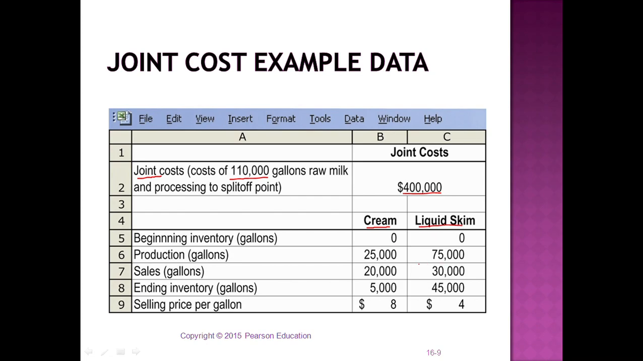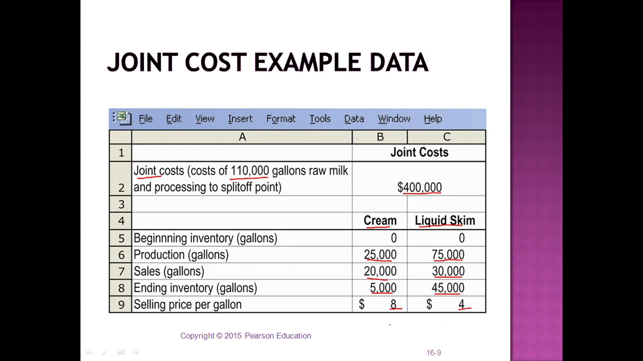Okay, so there was no beginning inventory. The total production is 25,000 gallons of cream and 75,000 gallons of liquid skim. Out of that, how many were sold? 20,000 were sold of cream and 30,000 were sold of liquid skim. That means you have an ending inventory of 5,000 on cream and 45,000 in liquid skim. Also, the selling price per gallon of cream was $8 per gallon, and for liquid skim it is $4 per gallon.